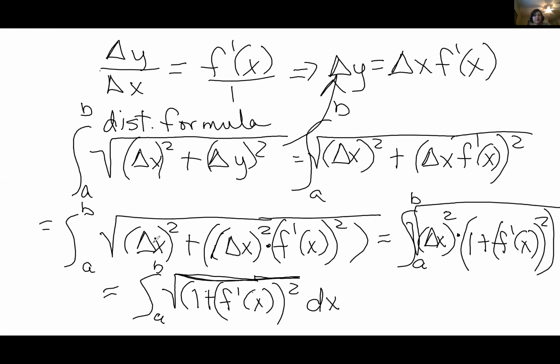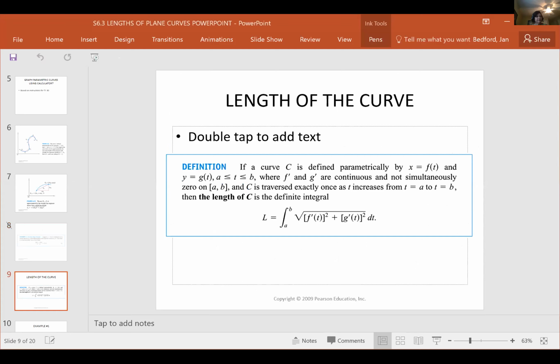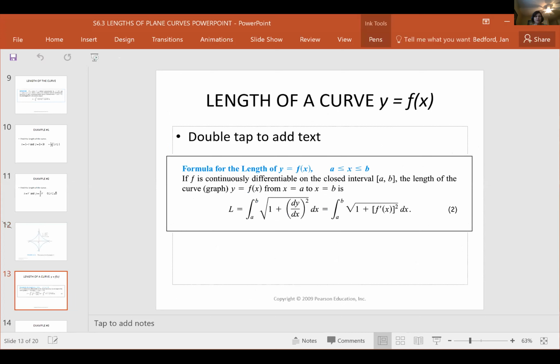So let's go back to the PowerPoint. There's your formula. You just did your formula with the highway patrolman problem. I'm telling you guys, it works. There's our length of the curve. Now, these were parametric and we're not doing that. Here we go. This is what we just came up with, 1 plus the derivative squared, and then we'll take the square root of that.